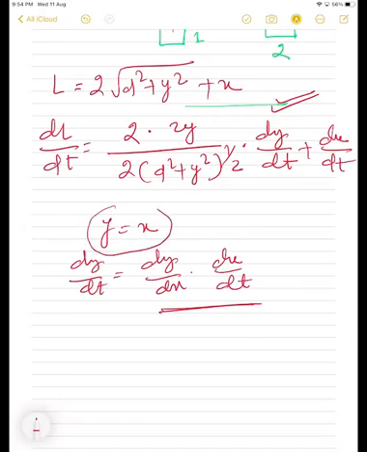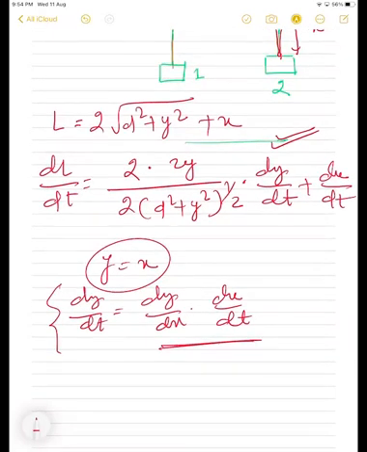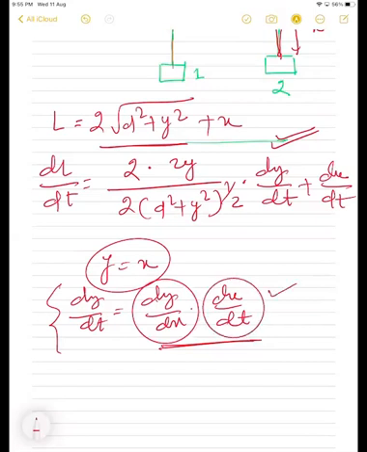Y is a function of x, but we want to find dy by dt here. Y is not related to t, but I want to find this term dy by dt, right? Then what do we have to do? We have to find how dy is changing with respect to t, then dx by dt, right? In the same format, we are doing the derivative, and this is the result. Getting it?